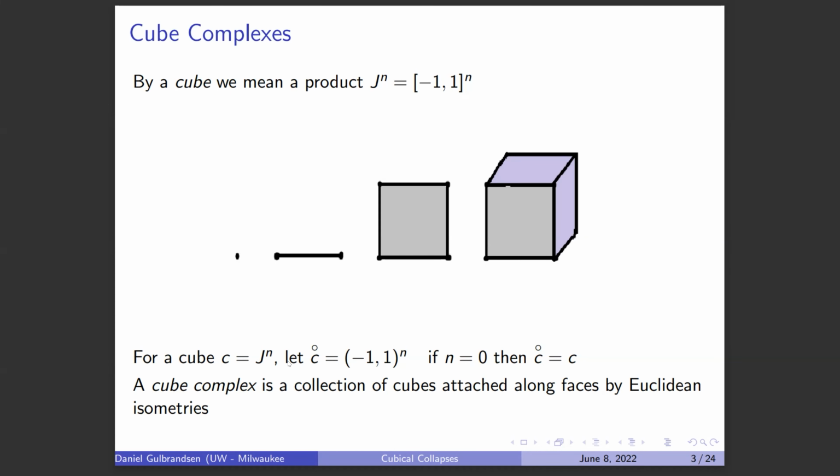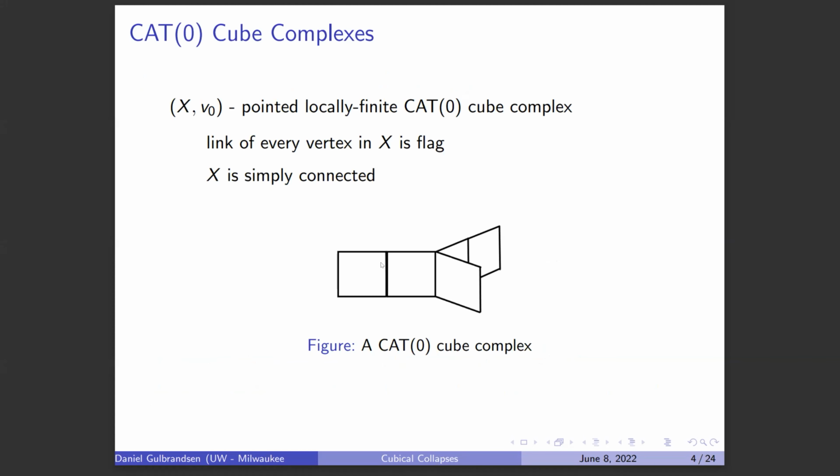Okay, and then to make a cube complex, you just put these cubes together by attaching them along faces with Euclidean isometries. Without getting into too much of the details, that just means you do what you're supposed to do and you avoid doing anything too wacky. So in this image here, you're seeing an example of a cube complex. And in fact, this cube complex is what we call a CAT(0) cube complex. And that just means that it satisfies these additional two properties. That is, it's a cube complex where the link of every vertex is a flag complex. And in addition to that, it's simply connected.